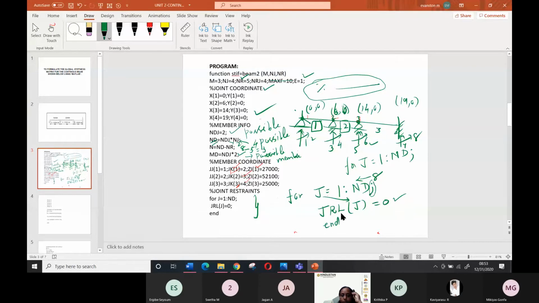It is a loop. First it will take j is equal to 1, and go to the next step. Next step, what will I write? JRL of j is equal to now 1. One minute, I'll clear it off.